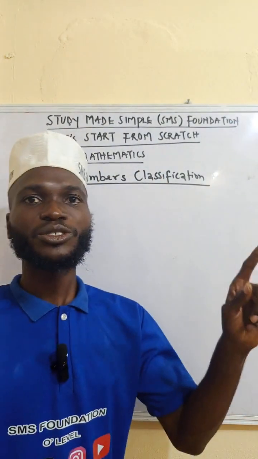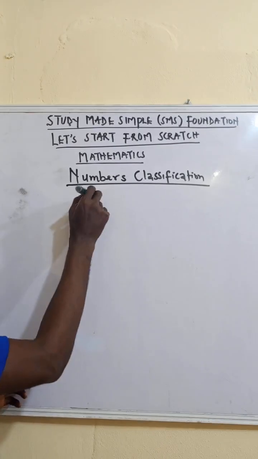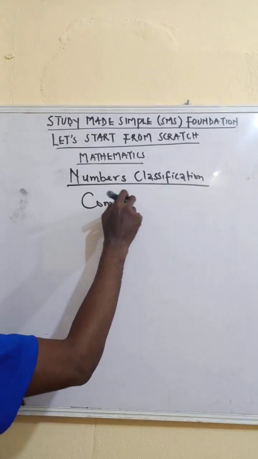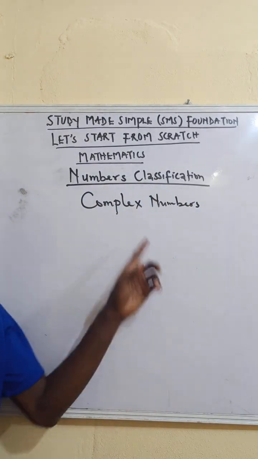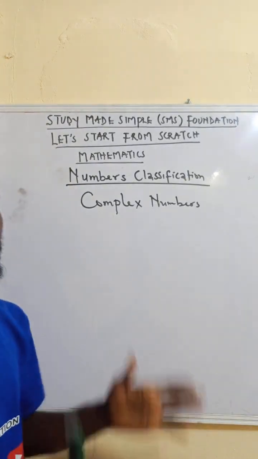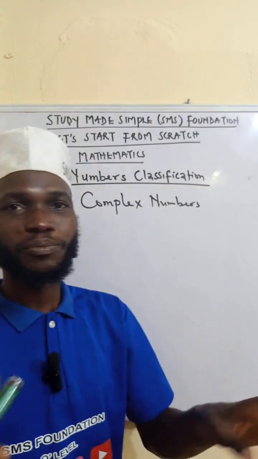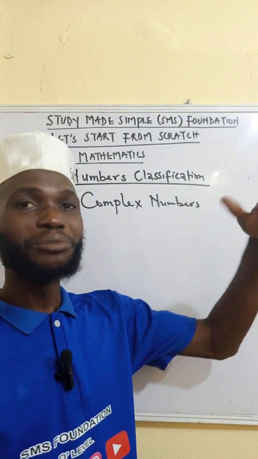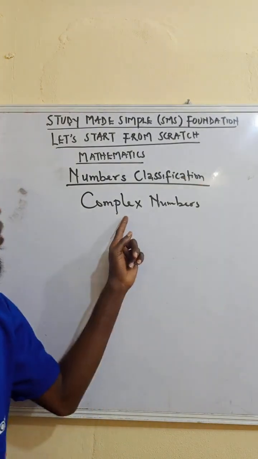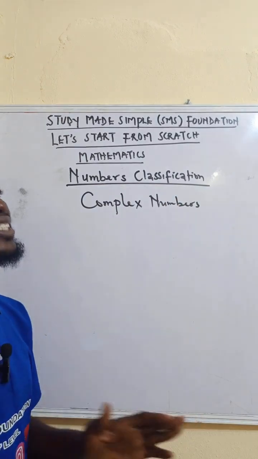So now let's see numbers classification. Now, the numbers of this world, the biggest set of numbers in the whole world is the set of complex numbers. Now, this set of complex numbers contains numbers that we can experience in our real world and those that we can't experience in our real world, but they exist in the imaginary world. So it means this set is the biggest set of numbers that exist.